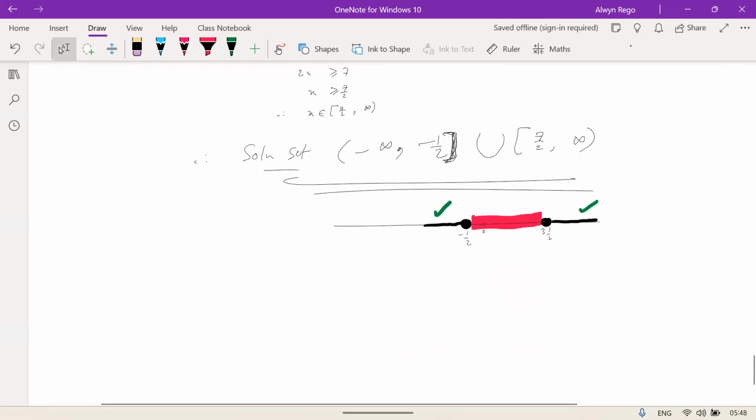I think that would be enough for the modulus inequalities, I guess.